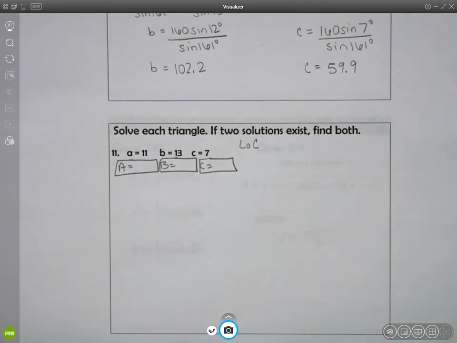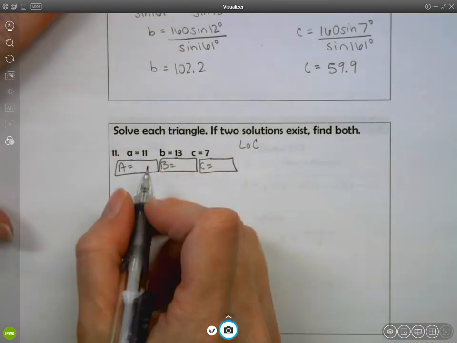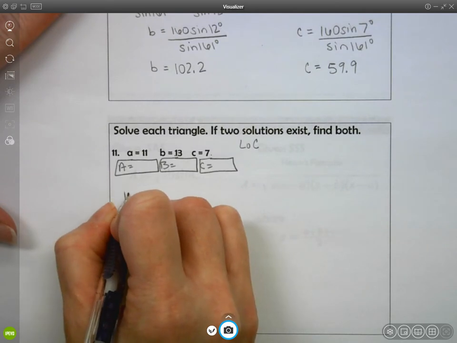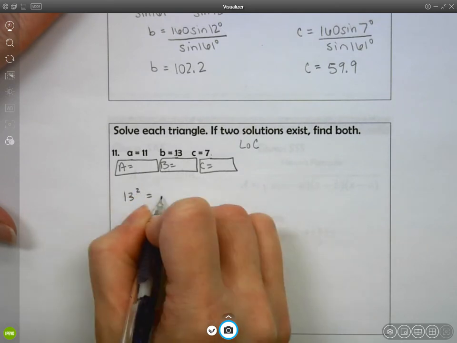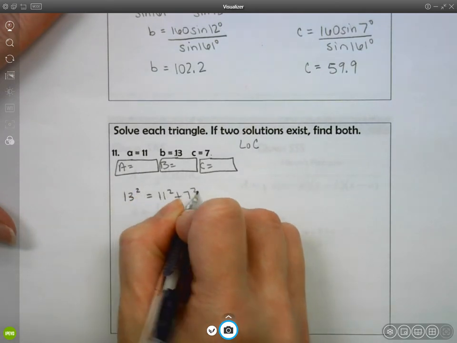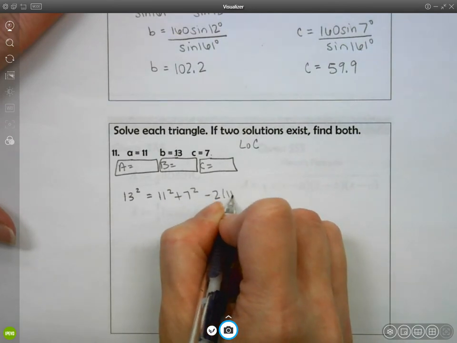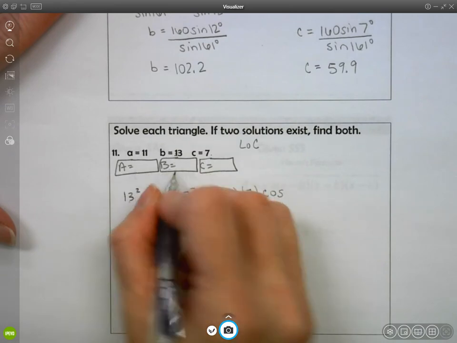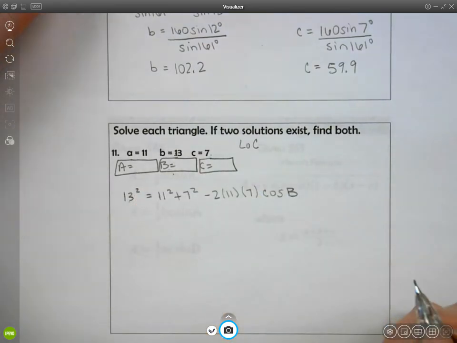All right, so remember we said we want to find the biggest angle first, and then that way we know we've gotten that obtuse angle out of the way if there is one. So 13 is the biggest side. So we're going to say 13 squared is equal to 11 squared plus 7 squared minus 2 times 11 times 7 cosine of angle B, since this was side B.